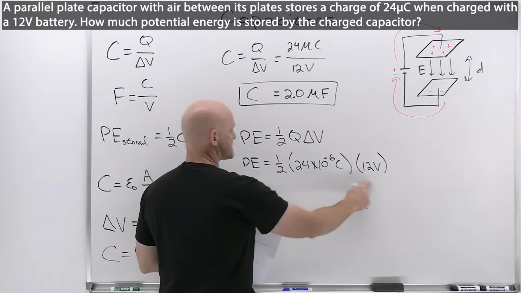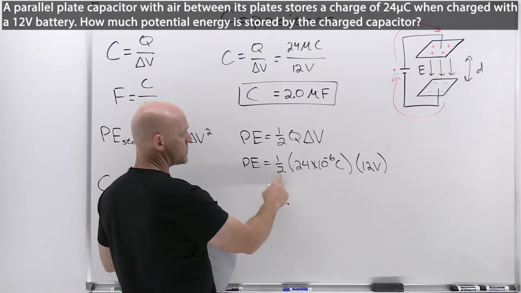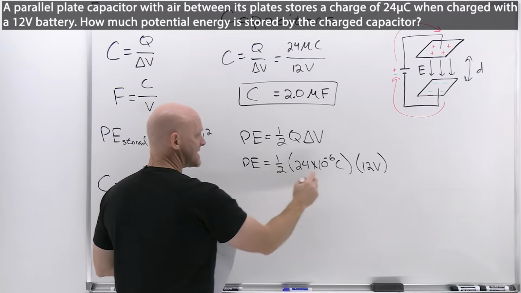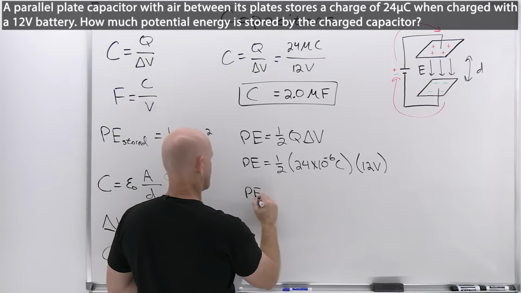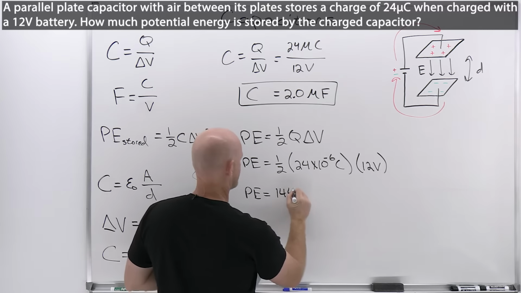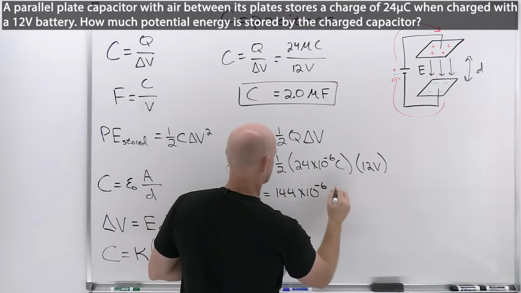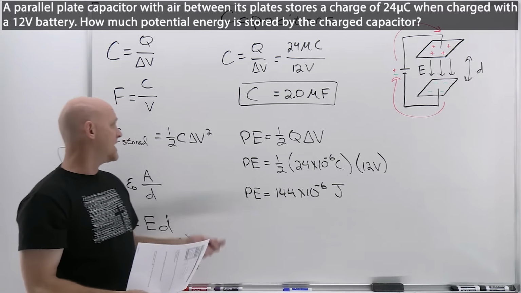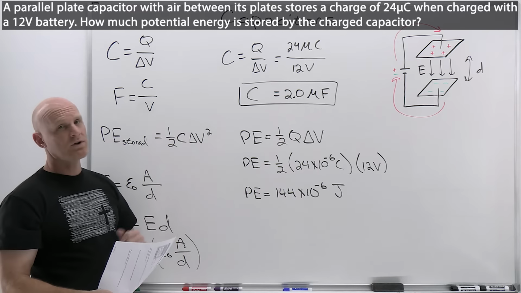In this case, we can multiply this in any order. I like smaller numbers, so I'm going to do 1/2 times 24 to get 12. 12 times 12 is 144, and then times that 10 to the negative 6. And the potential energy stored is 144 times 10 to the negative 6 joules. Now, once again, if we used 1/2 C delta V squared, it would have led us to the same result.